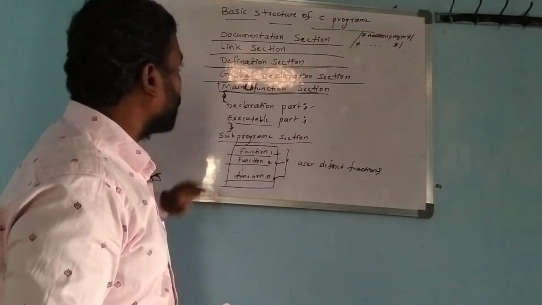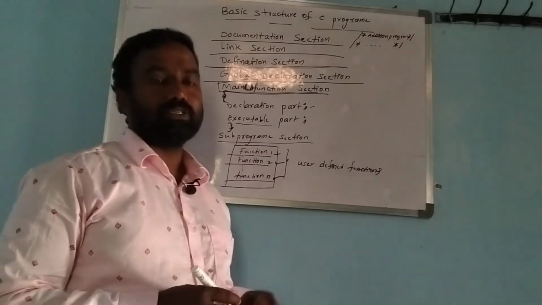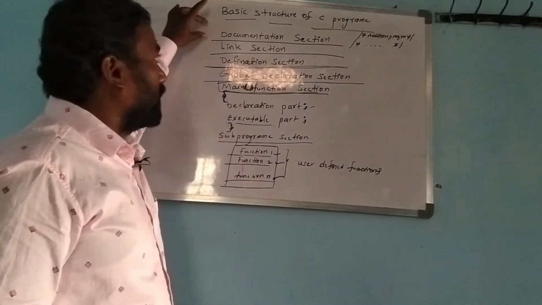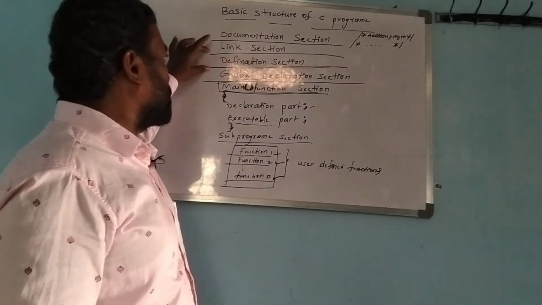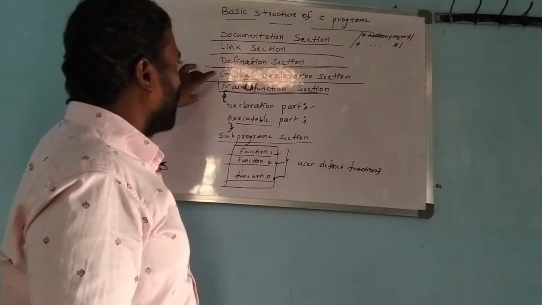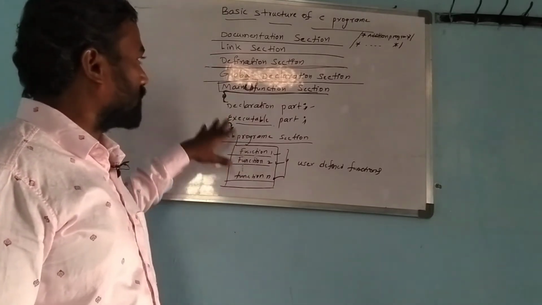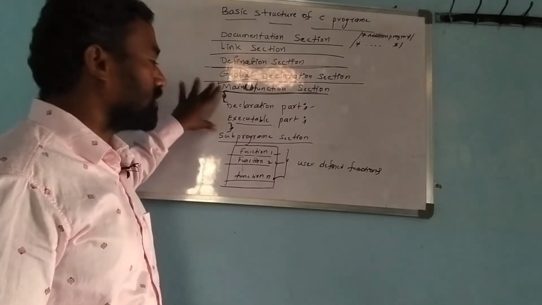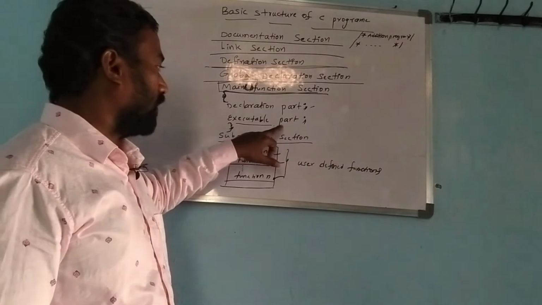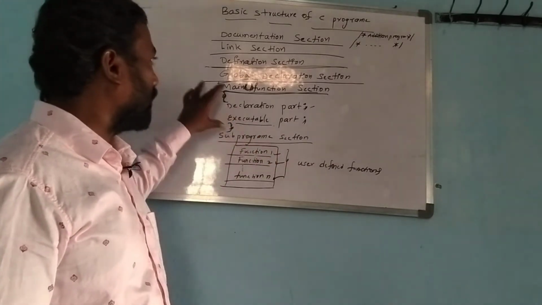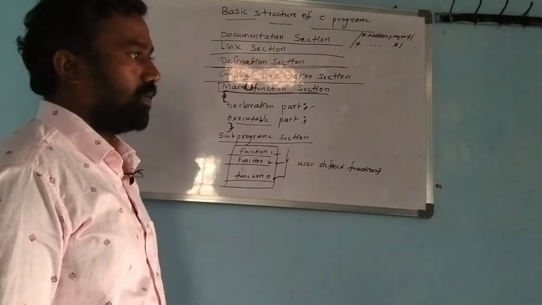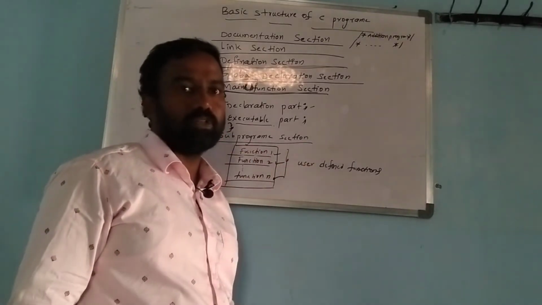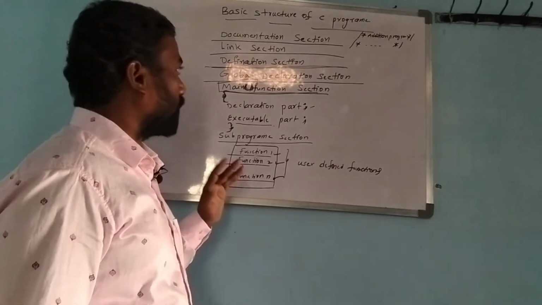Within the basic structure of the C programming, we have the documentation section, link section, definition section, global declaration section, and main function section. Within the main function section, which is the most important part of our C programming, we have the declaration part and the executable part. Okay? So after the main function we have a sub-programming section.